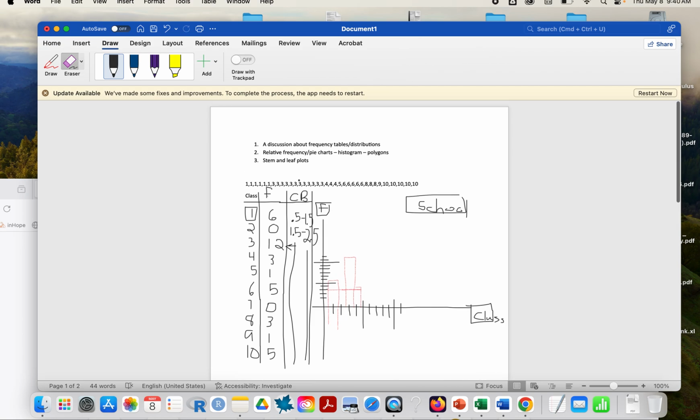All right, so we did the polygons. Last piece is the stem and leaf plot.